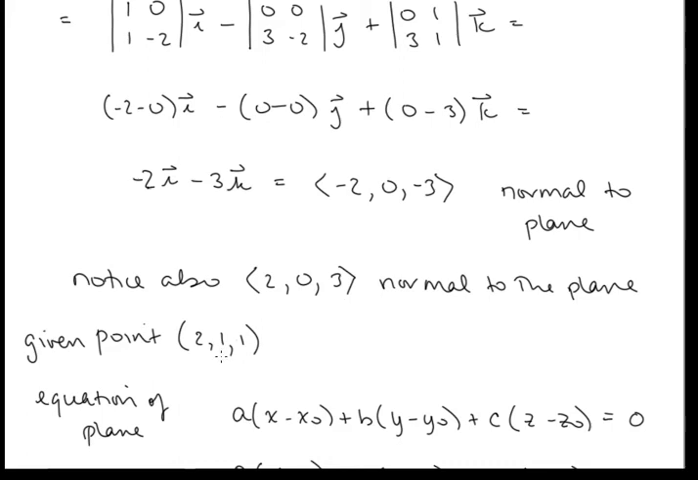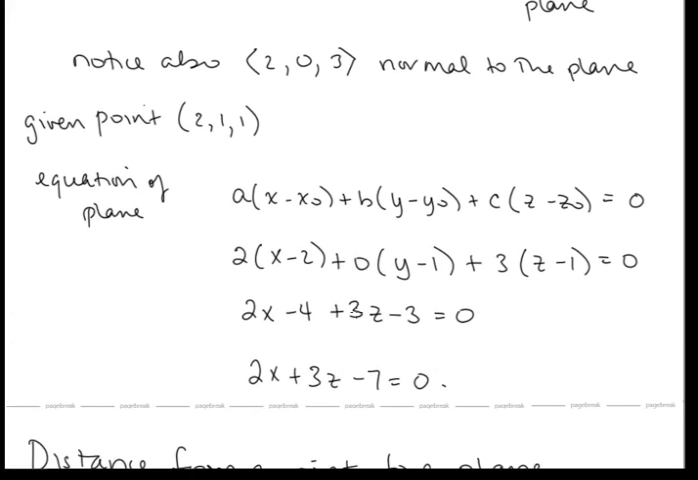So I've got my point (2, 1, 1) and my normal vector (2, 0, 3), and our equation looks like this: 2x plus 3z minus 7 is equal to 0. With your choice of normal vector and your choice of point, you'd get the same equation or perhaps a multiple of it. But if you simplify the equation, it would be exactly this.